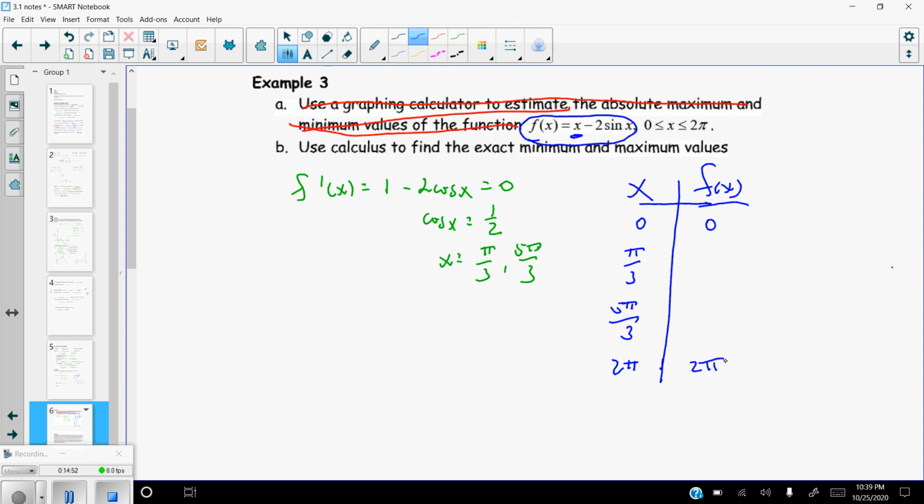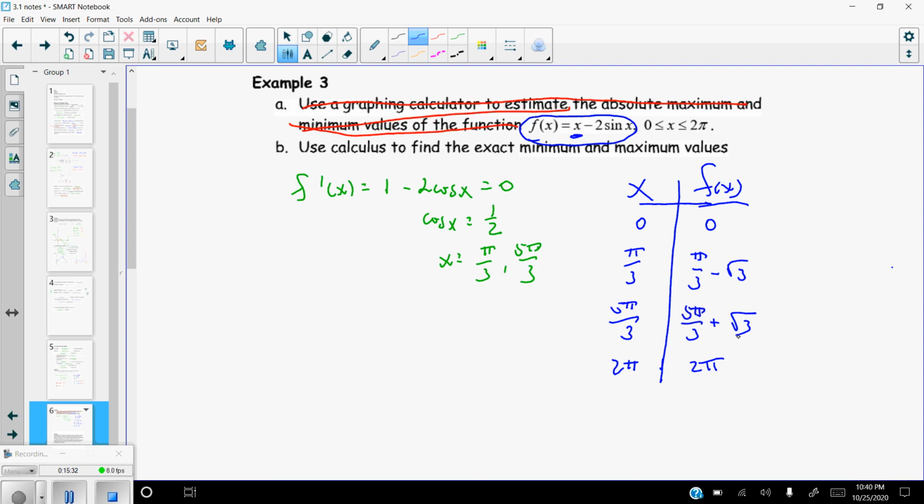Now, we're going to have to do some actual estimating here for pi thirds and 5 pi thirds, because if you plug in pi thirds, what we're going to get here is pi thirds minus 2 times the sine of pi thirds. Sine of pi thirds is root 3 over 2. Times 2 is just going to be root 3. And then 5 pi thirds is going to be 5 pi thirds for x minus 2 times the sine of 5 pi thirds. That's fourth quadrant, so that's going to be positive. Well, it's going to be negative, but the minus minus makes it positive, root 3 over 2. So again, it's going to be root 3.